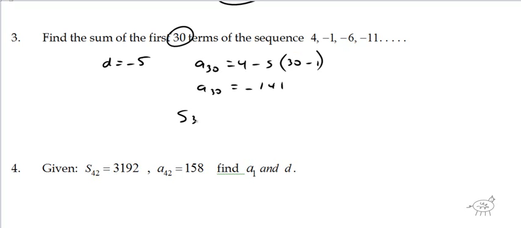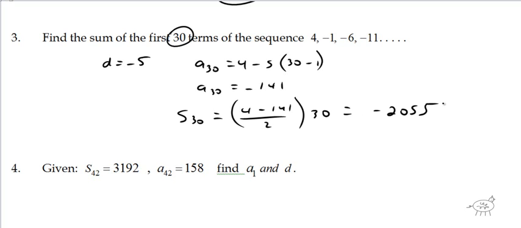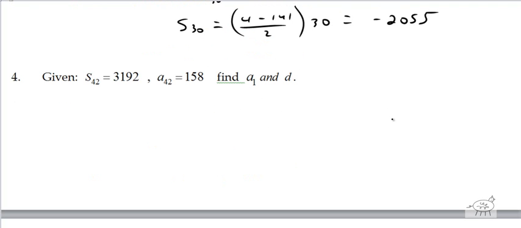And now I can plug it into a nice friendly formula. The extremes, so it's 4 plus -141, over 2, times 30. Type it all in, and I get -2055.